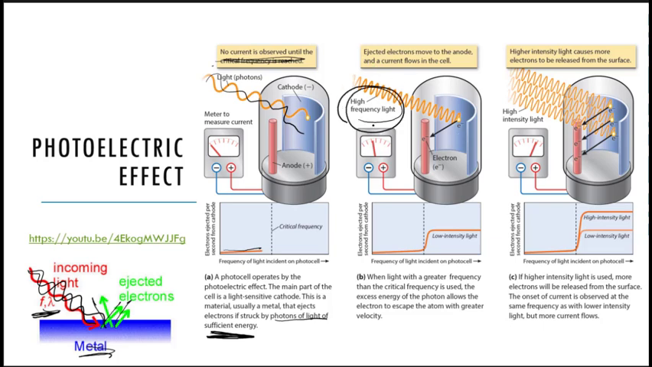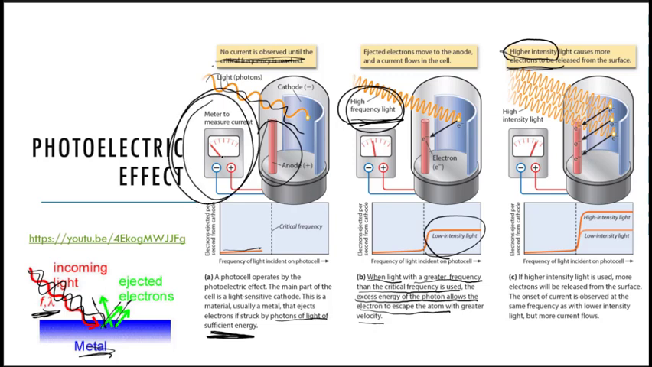If here we have high frequency of light, we can see that there are electrons that have bounced off. That is when light with a greater frequency than the critical frequency is being used, we have the excess energy of the photon allowing the electron to escape the atom with greater velocity. Here we have even higher intensity of light. It causes more electrons to be released from the surface. And again, we can use this anode here to measure.